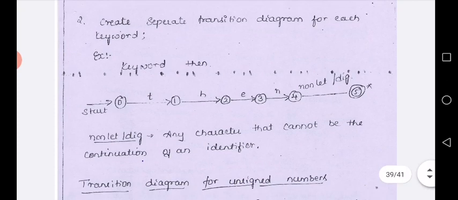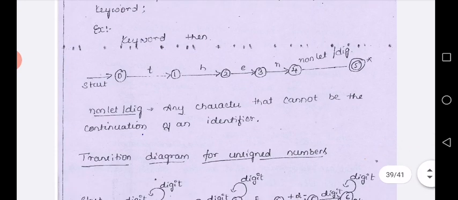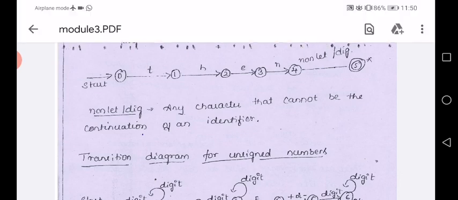Next, see here, non-letter or digit. If then is followed by a non-letter or digit, we need to check. If that is the case, then it will be accepted. Non-letter or digit means any character that cannot be the continuation of an identifier.